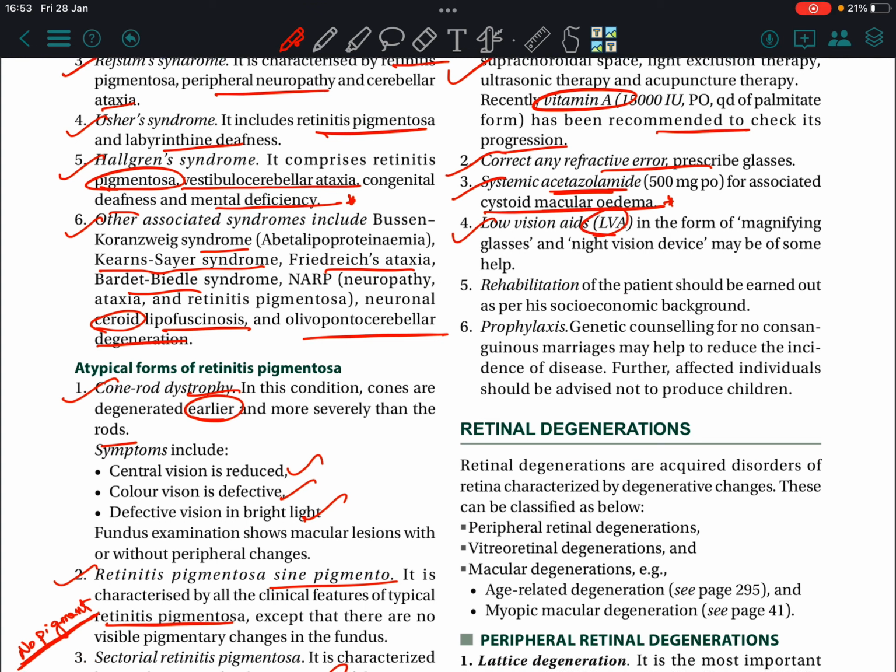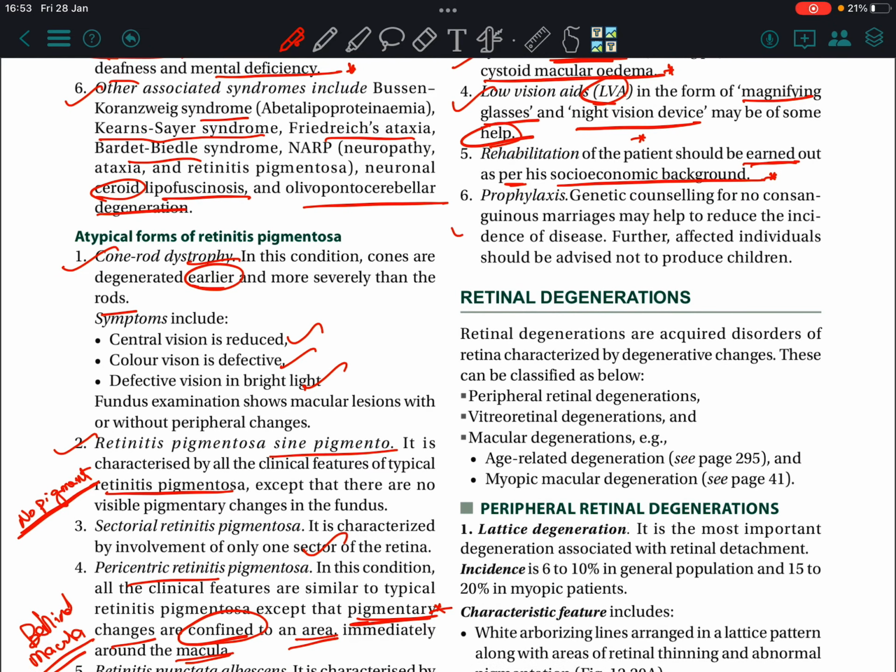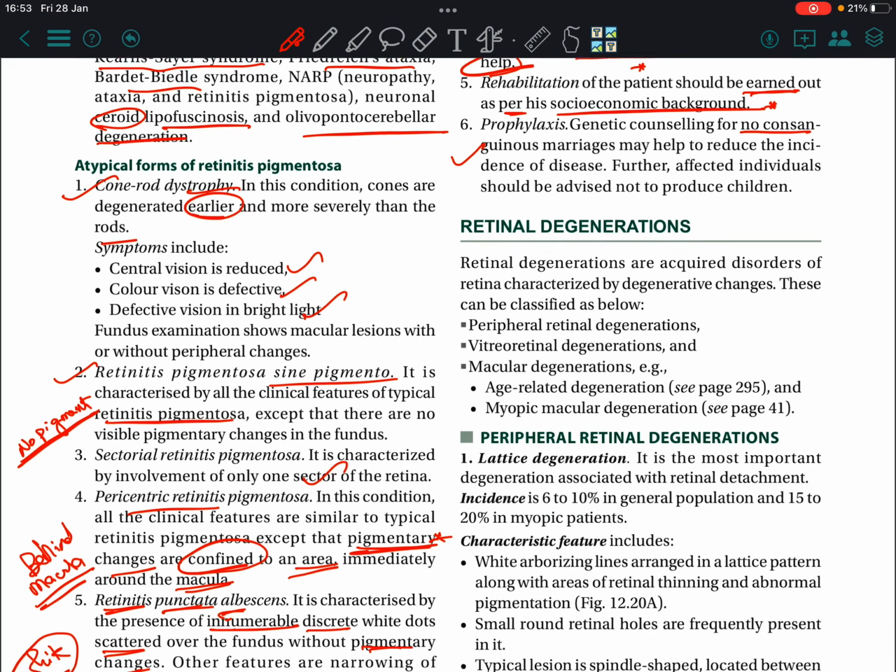Low vision aids in the form of magnifying glasses, night vision devices may be of some help. Rehabilitation of the patient should be carried out as per his socioeconomic background. Prophylaxis: genetic counseling for non-consanguineous marriages should be given.